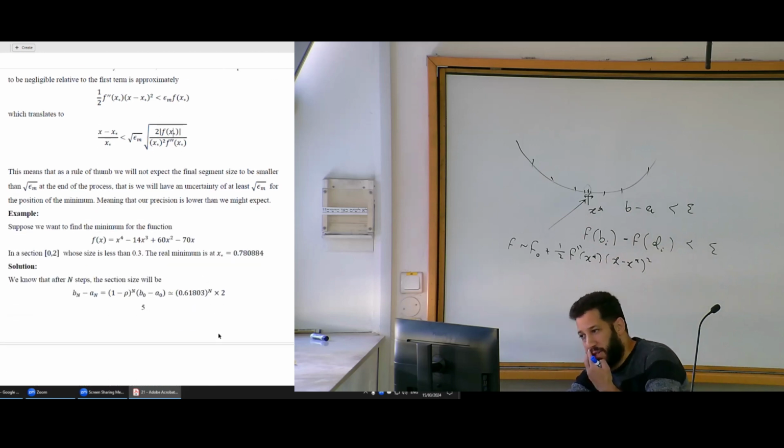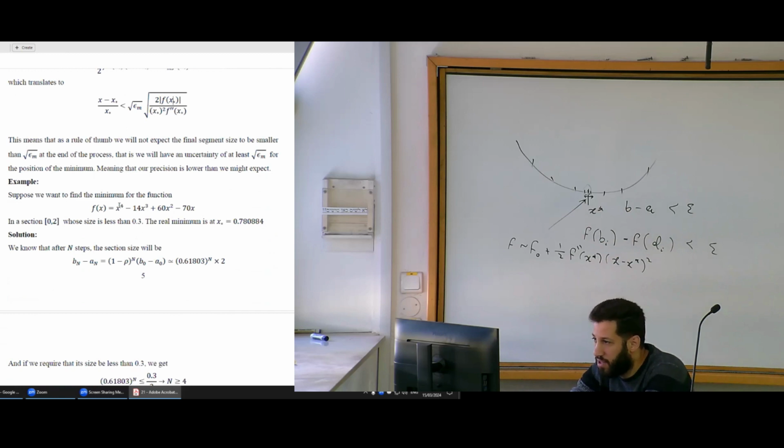Okay. So if we are taking this function between 0 and 2, for example, and we want the size of the section to be 0.3, it is sufficient for me to do 4 iterations. Yes, because again, bn minus an is 1 minus rho to the n, b0 minus a0, and it is sufficient for this.